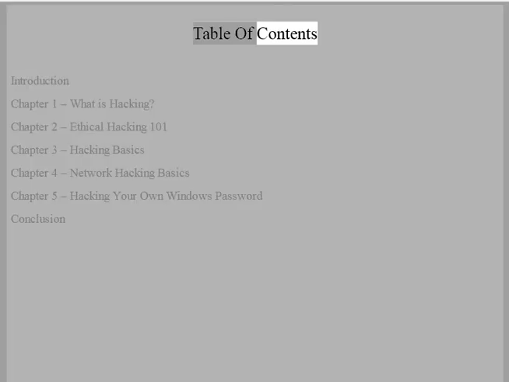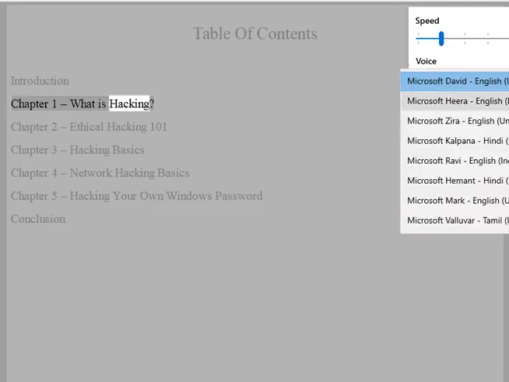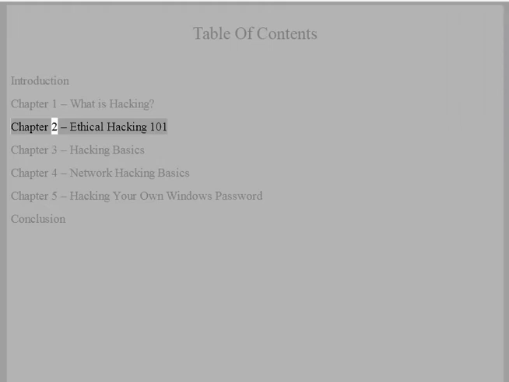Table of Contents. Introduction. Chapter 1, What is hacking? Chapter 2, Ethical Hacking 101. Chapter 3, Hacking Basics. Chapter 4, Network Hacking Basics. Chapter 5, Hacking Your Own Windows Password. Conclusion.